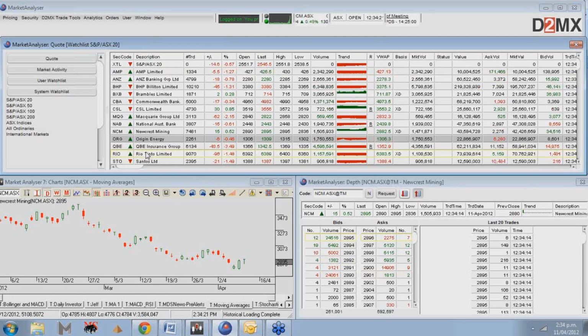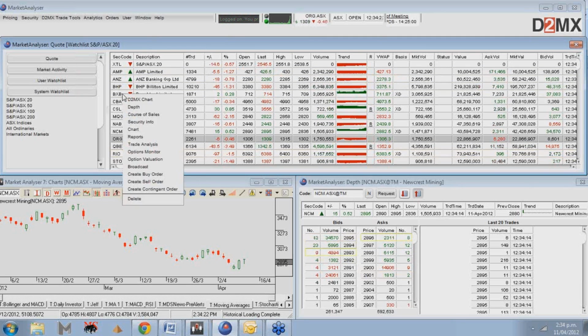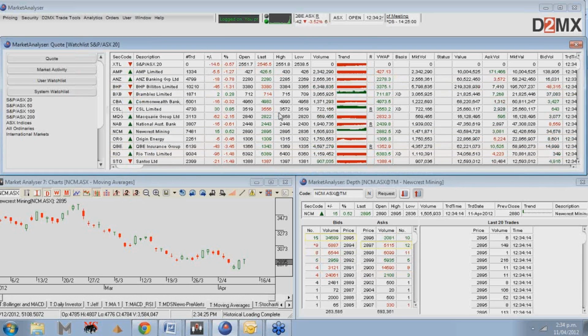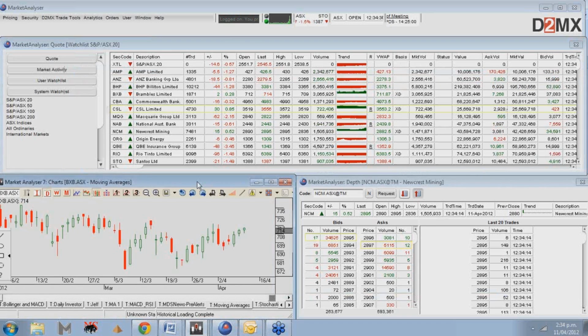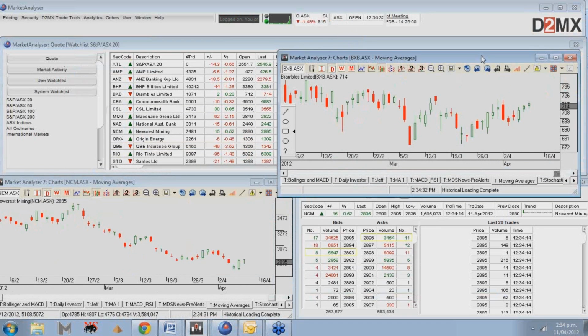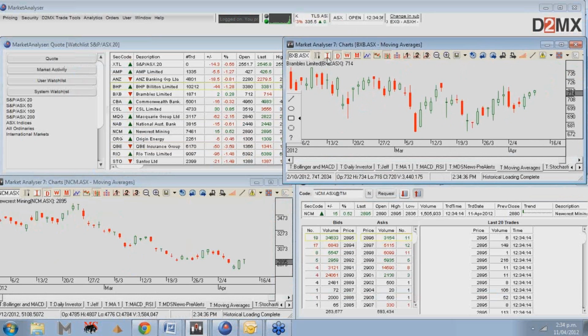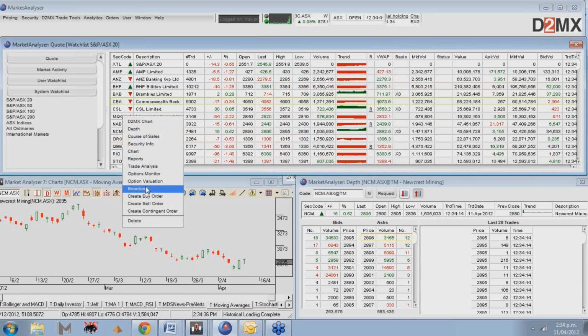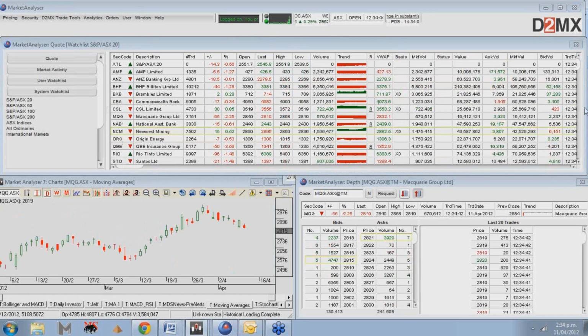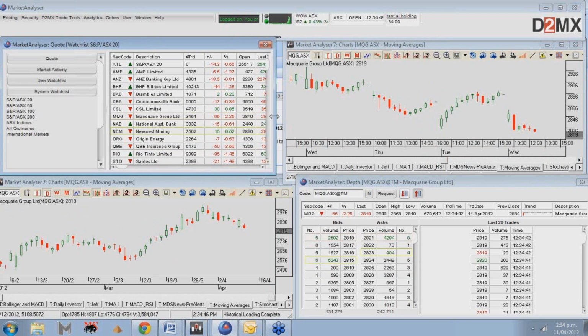So if you have multiple charts, and we'll just open up another chart, right click D2MX charts, and we'll pop that up in this corner and change it to Intraday. Then when I right click and broadcast, both charts will be updated with that latest information. But what we're going to do is set up a custom key.